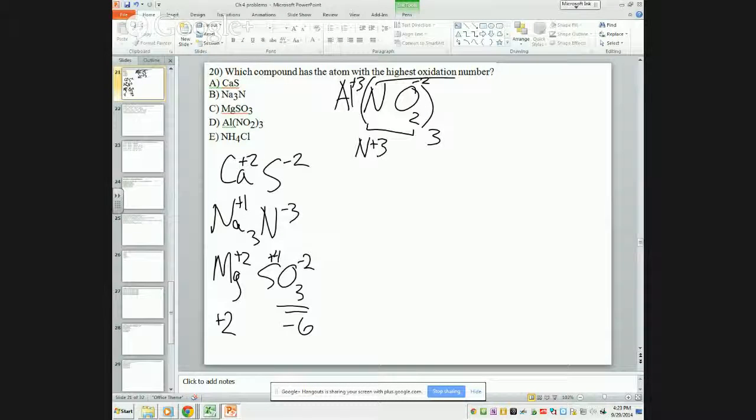All right, and then NH4Cl. Cl is minus 1. H is plus 1. And therefore, the nitrogen has to be minus 3. Which one has the highest oxidation number? That would be choice C, right? Positive 4 is the biggest one there.